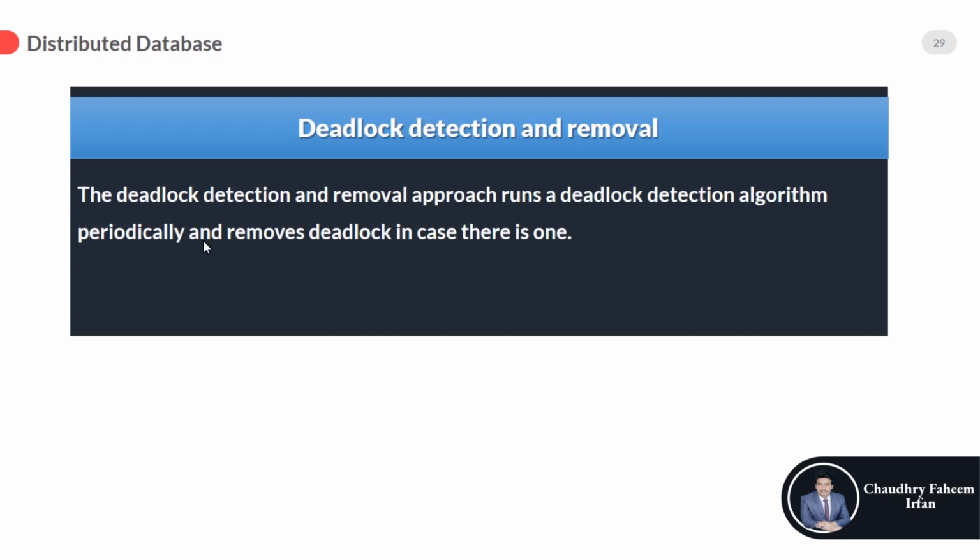So next is deadlock detection and removal. The deadlock detection and removal approach runs a deadlock detection algorithm periodically and removes deadlock in case there is one. To detect deadlock, the lock manager periodically checks. If the system has deadlock, the lock manager chooses a victim transaction that is a cause of deadlock from each cycle. The victim is aborted and rolled back and then restarted later.